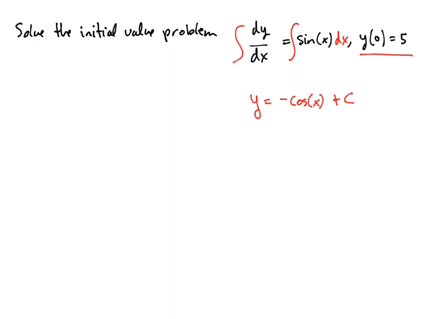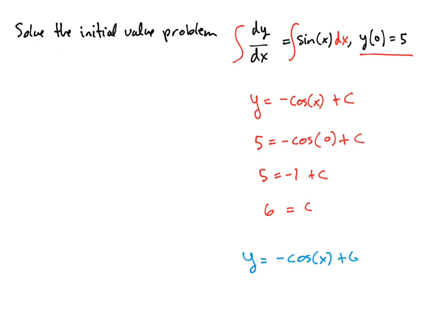So y of 0 is equal to 5, that means y is equal to 5 and x is equal to 0. Cosine of 0 is 1, so we get 5 is equal to negative 1 plus c, which gives us c equals 6. So our equation here is going to be y is equal to negative cosine of x plus 6.